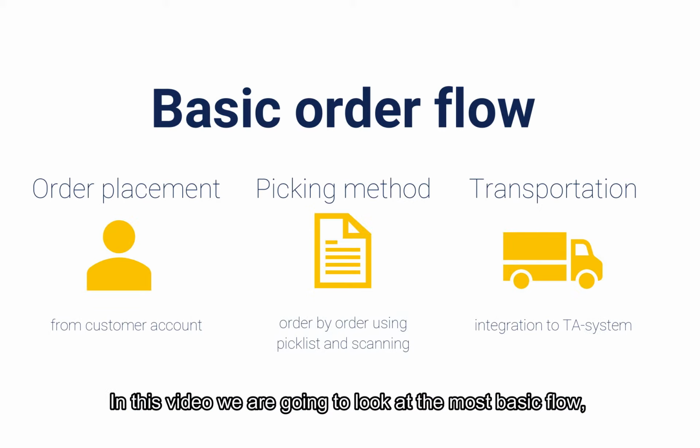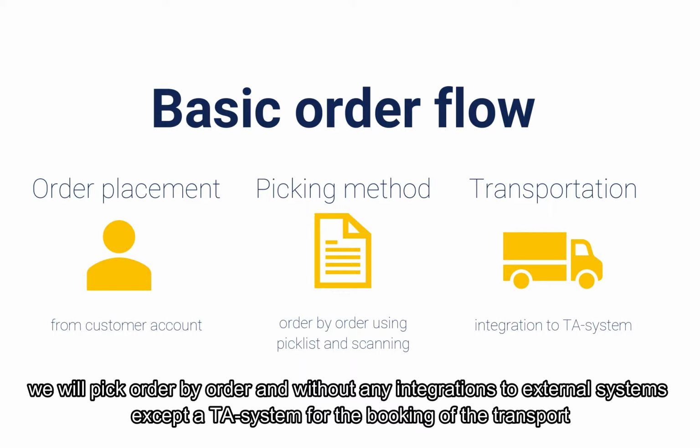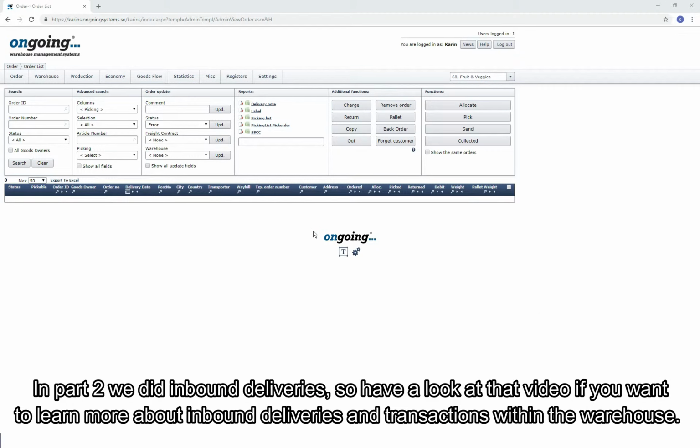In this video, we are going to look at the most basic flow. We will place the order manually in Ongoing from a customer login. We will pick order by order without an integration to external systems, except for a TA system for booking the transport. In part 2, we did inbound deliveries, so have a look at that video if you want to learn more about inbound deliveries and transactions within the warehouse.